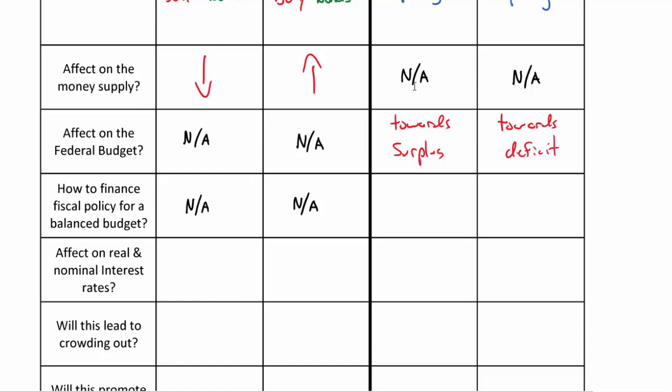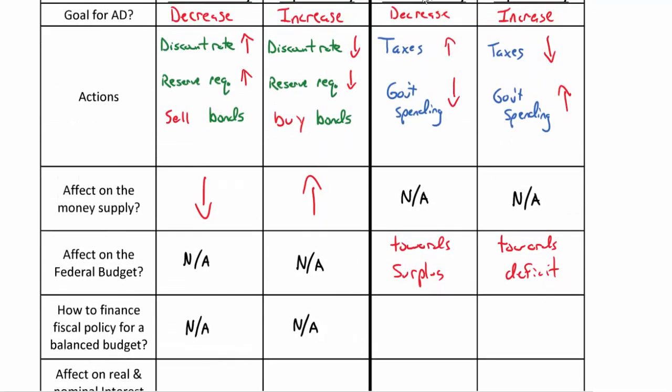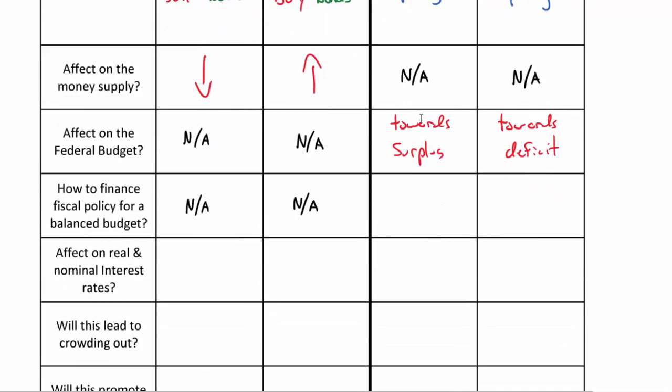And how am I going to pay? How am I going to finance this fiscal policy? If I have contractionary fiscal policy, what I can do is I can buy bonds. Or another thing I could do is I could offer tax refunds if I want to get back to a balanced budget. And what I might need to do in order to pay for my expansionary fiscal policy, I might need to sell bonds.